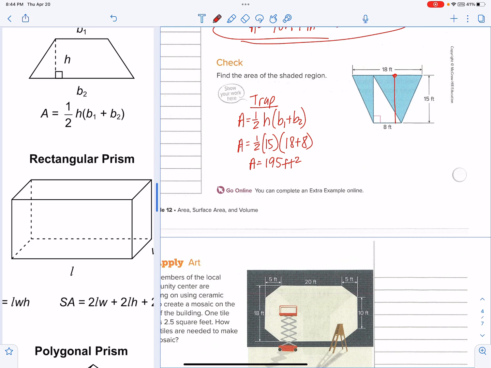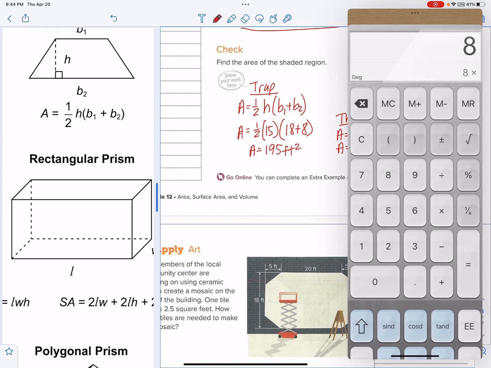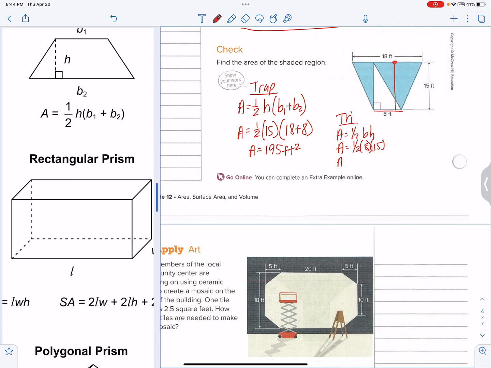Now let's get that little triangle, which is 1/2 base times height. So we have triangle, area equals 1/2 base times height. Our base is 8. Our height that's perpendicular is 15. So we have 8 times 15, put those things in parentheses, so 8 times 15 divided by 2. And we have an area of 60 feet squared.